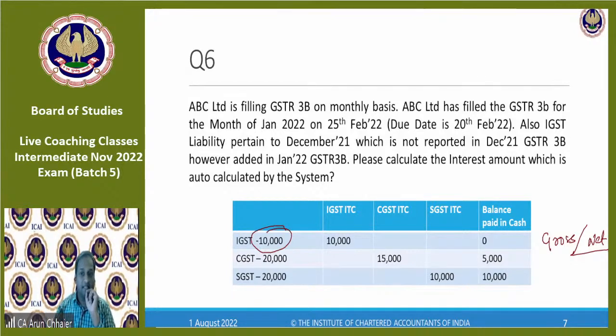The answer is you have added it in the subsequent period. Why subsequent, sir? Because the liabilities of December and this liability I am adding and paying in GSTR 3B of Jan. So it will be the subsequent, and therefore I can say the interest would be on the gross. Now tell me the last answer.